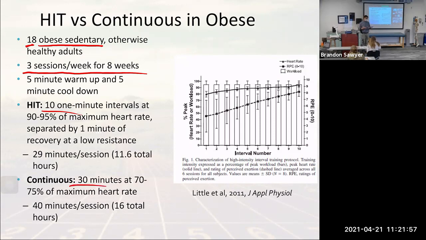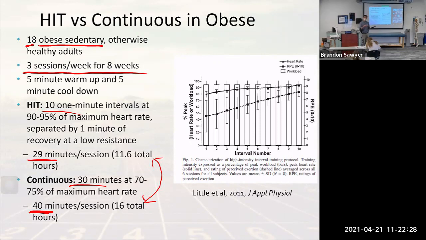And then the continuous was just 30 minutes at 70 to 75% of max heart rate. So much shorter, 29 minutes per session versus 40 minutes per session. Okay. Yeah, and so over the total 8 weeks, you can see 4.5 hours shorter of exercise in the HIIT group. And that's always one of the benefits of HIIT, is that maybe the effects are similar, but a lot of times it's 25 to 30% less exercise time than a continuous session.